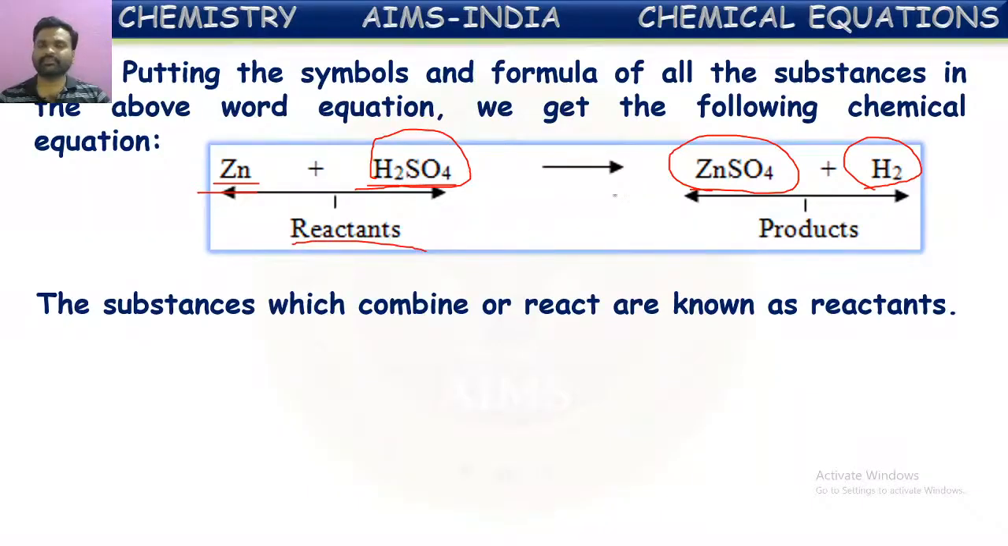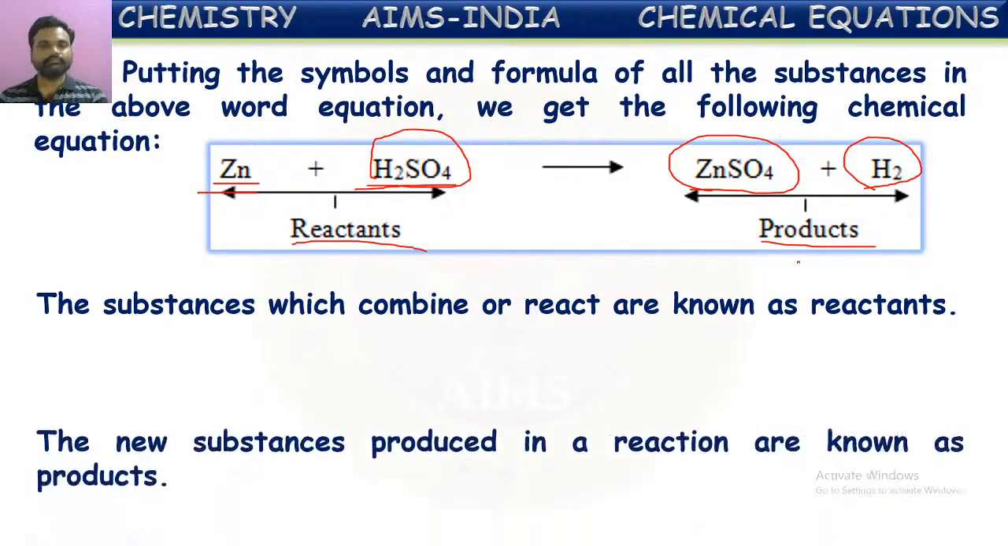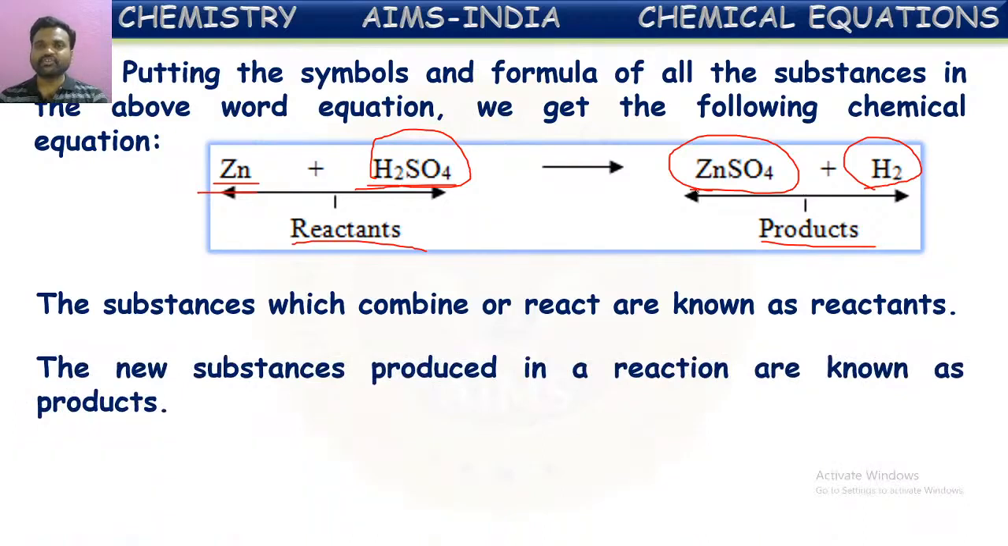At the same time, the chemical substances which are formed are known as products. Here, zinc sulfate and hydrogen gas both are formed. So these two are called products. The chemical substances which are participating or involved in the chemical reaction are known as reactants, and the substances which are formed finally after the reaction are known as products.